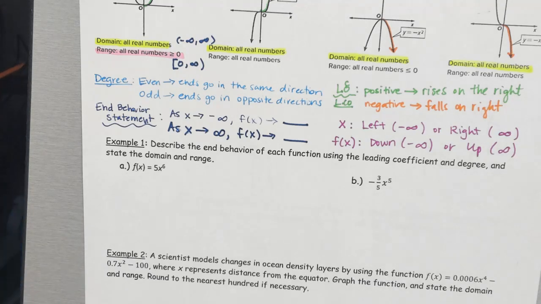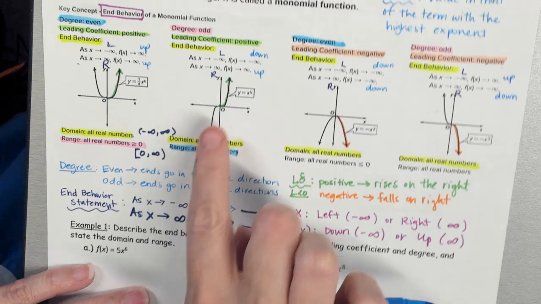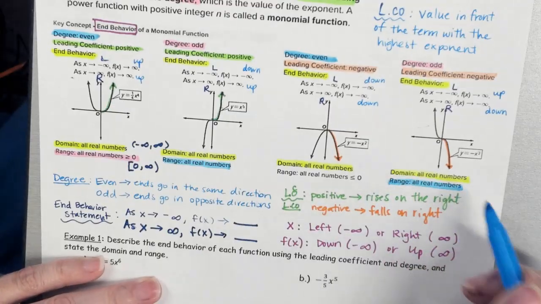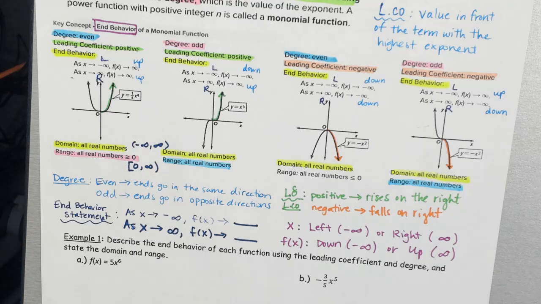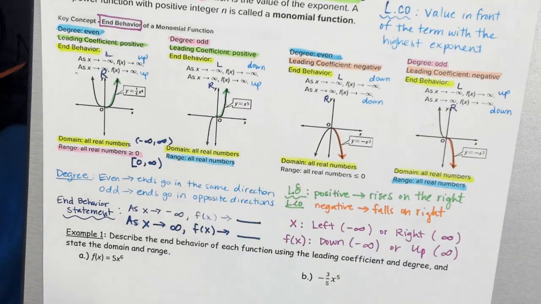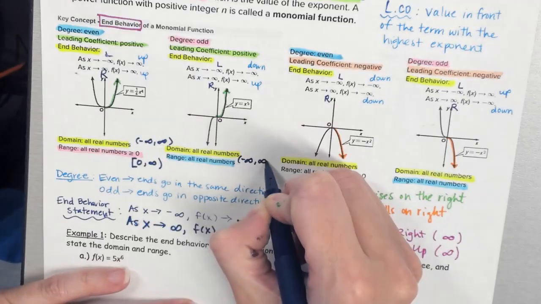And then 2 of them have a range of all real numbers as well. So it's all real numbers if you have, what is your degree? Odd. Yeah. And that's because you're going from negative infinity all the way to infinity, so both of those are your all real numbers. So negative infinity to infinity for both of those.